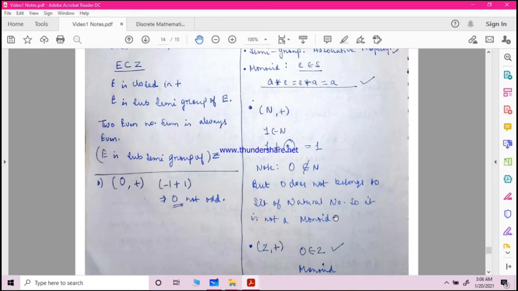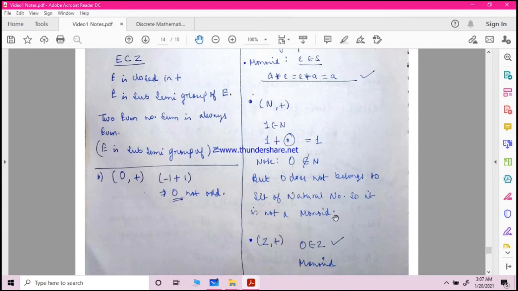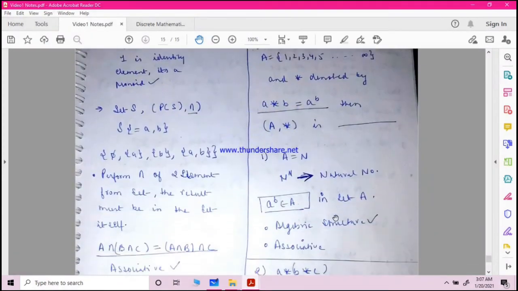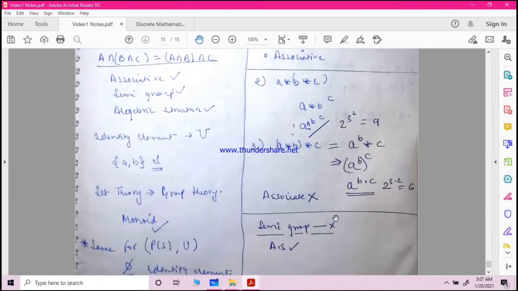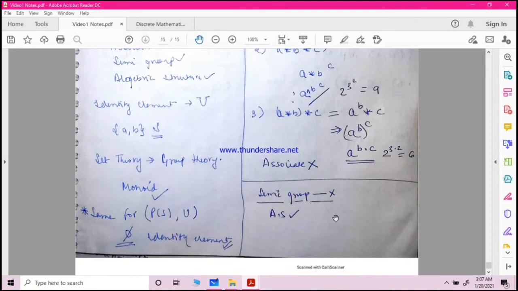So if I'm performing 1 plus 0, it is giving me the natural number. But 0 is not a natural number. Zero does not belong to the set of natural numbers, so it is not a monoid. So this is not a monoid. And this is how you can find out if the given set is a monoid or not. I have taken so many examples, so you can simply go through these examples.